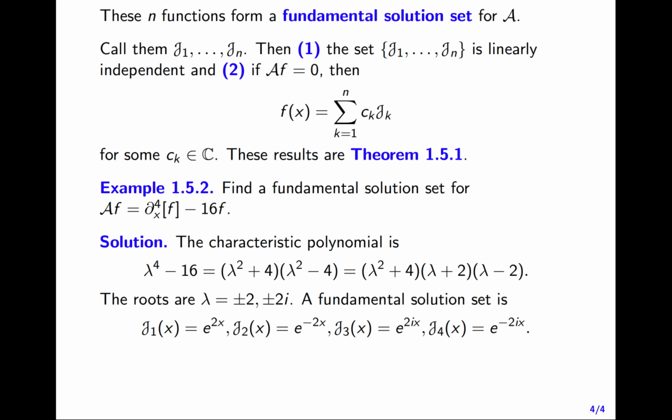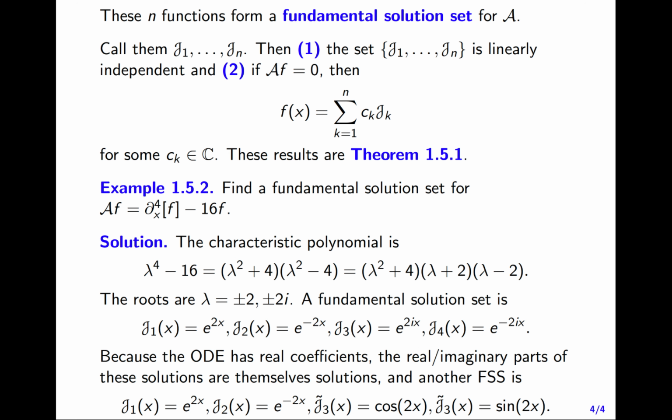Now, the differential equation here, fourth derivative on f minus 16 f, has all real coefficients, and so it's always nice, though not necessarily required, to be able to come up with a real-valued fundamental solution set. And I can do that just by taking the real and imaginary parts of my different functions here. And I find that another fundamental solution set is e to the 2x, e to the minus 2x as before, but now in place of the complex exponentials, cosine of 2x and sine of 2x. And so any solution to fourth derivative on f minus 16 f equals 0 looks like a linear combination of the functions in either of these fundamental solution sets.